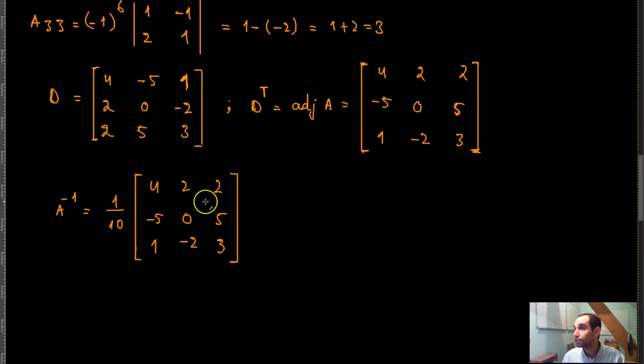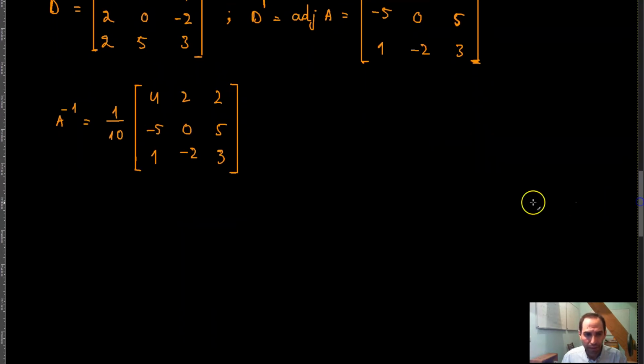That is A inverse. So now let me check if my matrix is okay, and then we will continue with the rest. 1/10, 4, 2, 2, negative 5, 0, 5, 1, negative 2, and 3. That is okay. Now, we said that basically X is equal to A inverse times B.